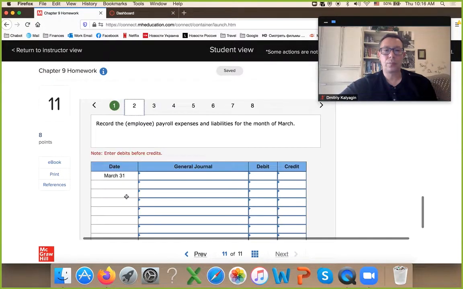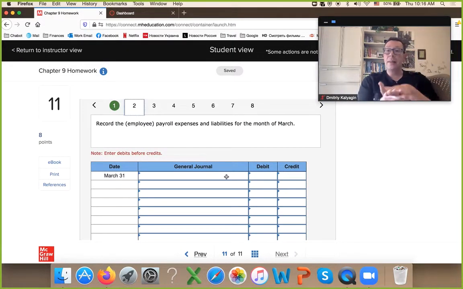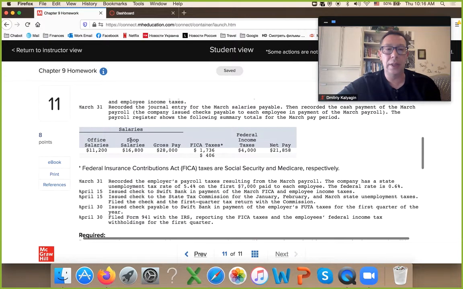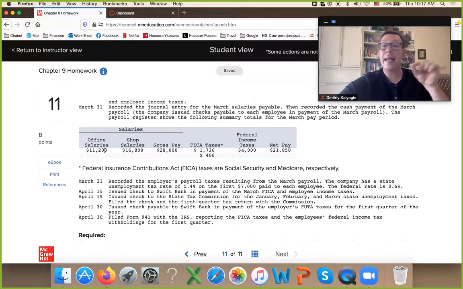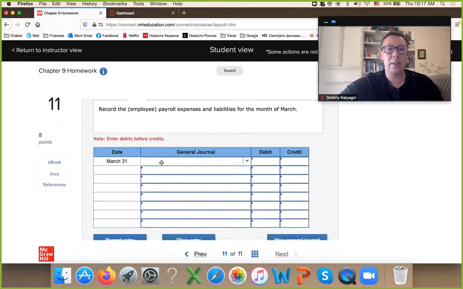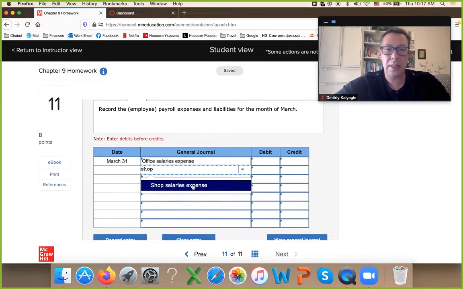Okay. Next entry, March 31st. It says record the employee payroll expenses and liabilities for the month of March. This is your big transaction. This is the employee portion of payroll for the whole month of March, and they're giving you all this data in the table. Gross pay totals 28,000, but the company separates it into office salaries expense, which I debit, and shop salaries expense.